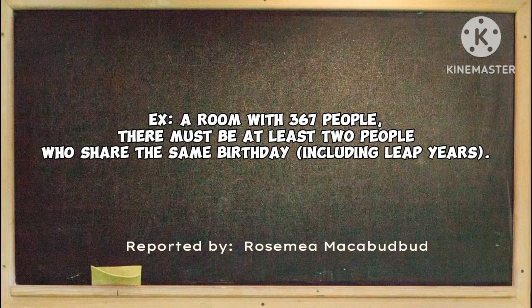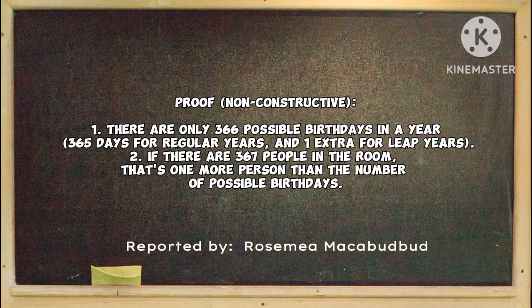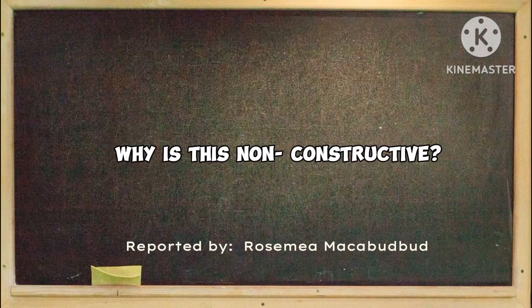So in this non-constructive proof, there are only 366 possible birthdays in a year: 365 days for regular years, and 1 extra for leap years. If there are 367 people in the room, that's 1 more person than the number of possible birthdays. So why is this non-constructive? This proof shows that at least 2 people share a birthday, but it doesn't tell us who those people are. We only know it must be true based on the limited number of birthdays compared to the number of people.